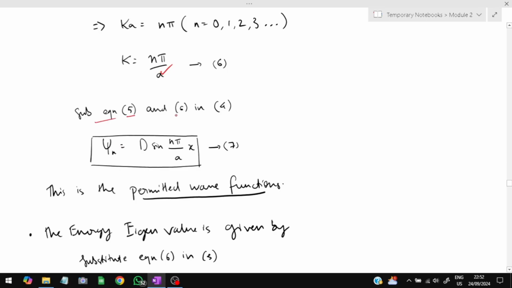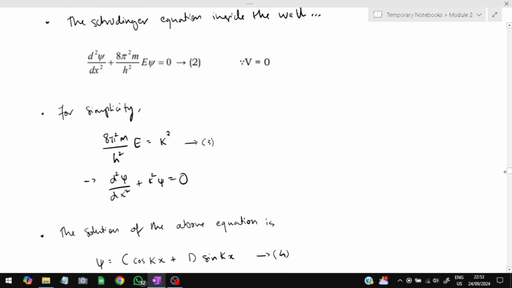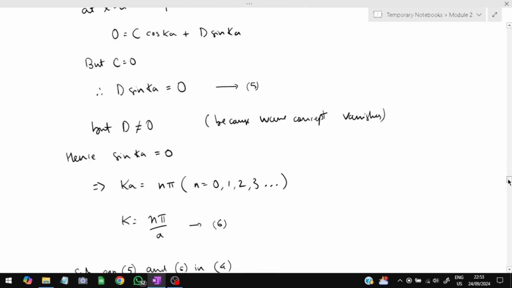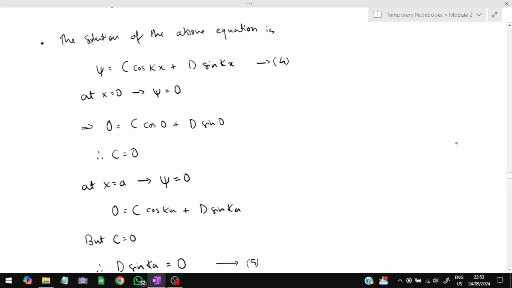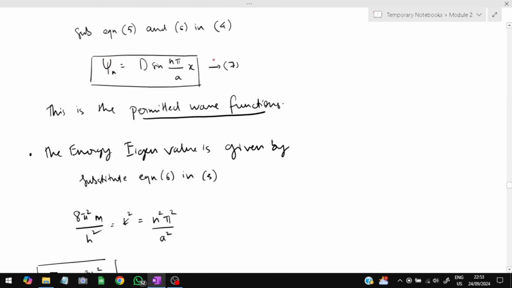Now substituting equation 5 and 6 in 4, we obtain W is equal to D into sine n pi by a x. This is a very important equation. Here is equation 3, right? Here we are substituting the values of 5 and 6 in equation 4. Since C is 0, we are taking this value. W is equal to D sine kx, and the k value is n pi by a, so it will become D sine n pi by a x is equal to W. So that value we have taken here. This is called the permitted wave functions.